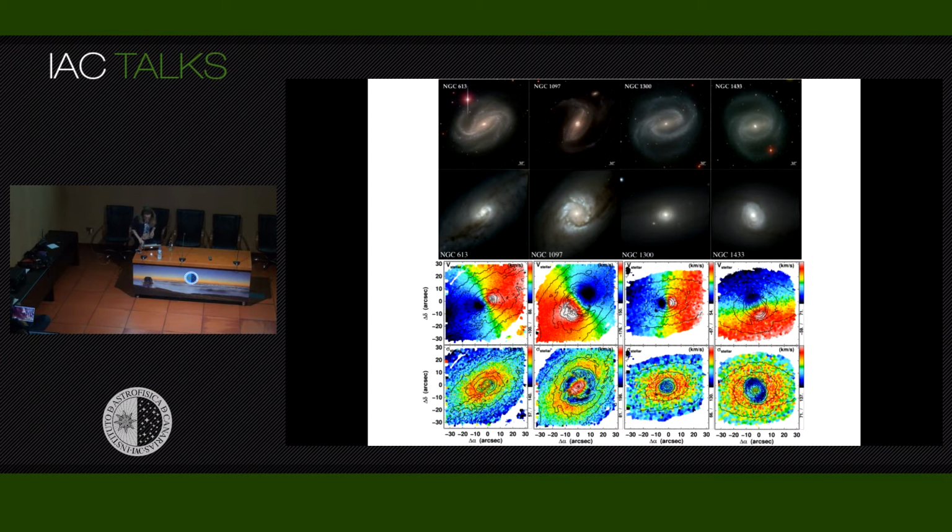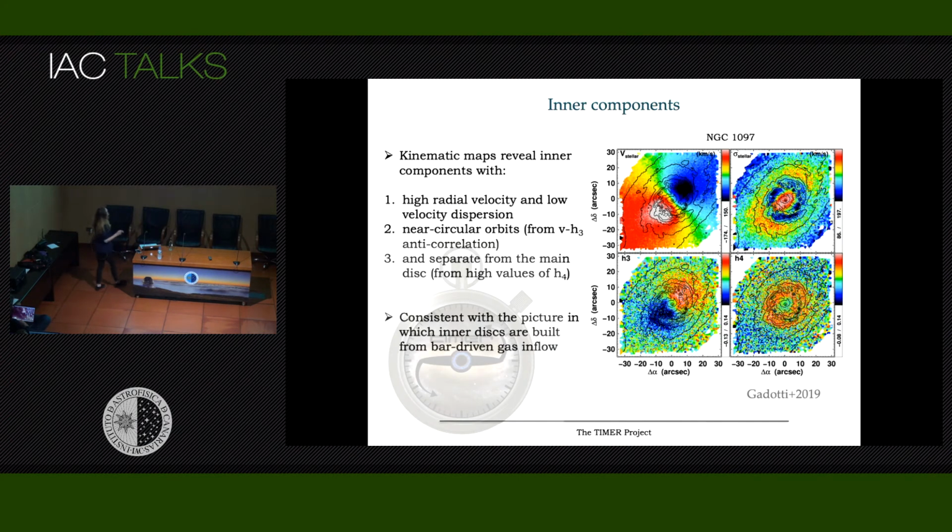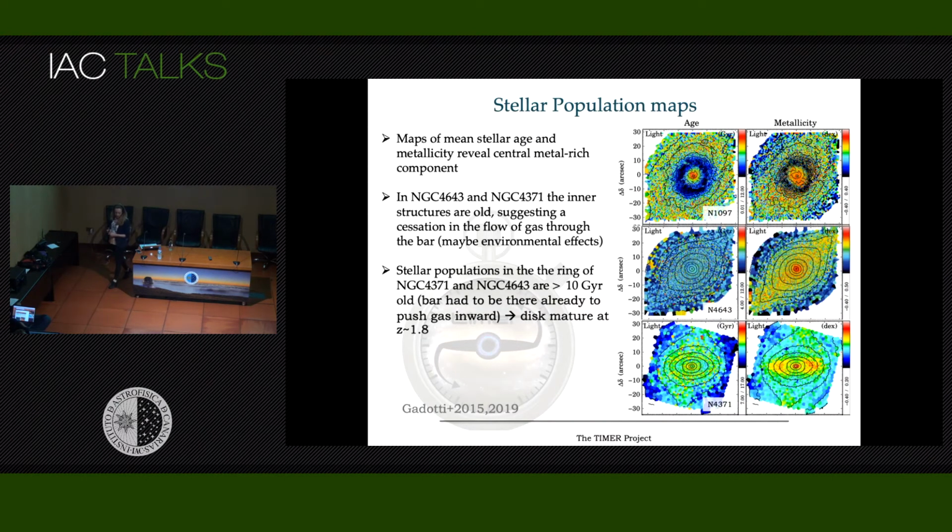And yeah, to make just a summary of what I said, in most of the galaxies we see that the inner disks have a high velocity and low velocity dispersion, near circular orbits from the velocity H3 anti-correlation, and they are separated from the main disk of the galaxy. So how does this look in the stellar population? I'm only going to put some examples. We have many more galaxies, but I don't have time to describe them all.